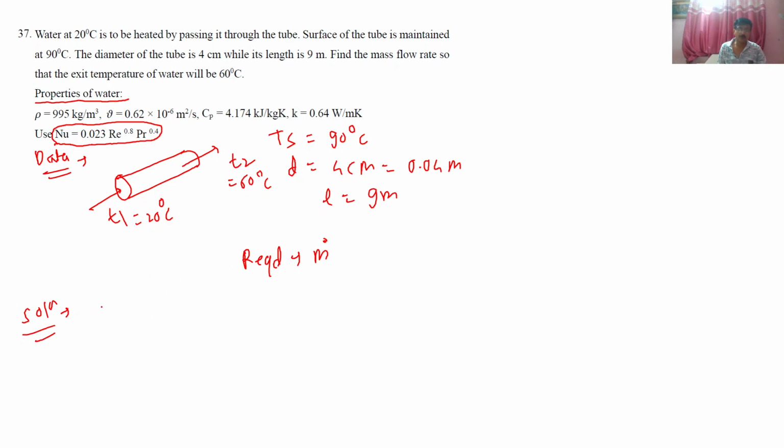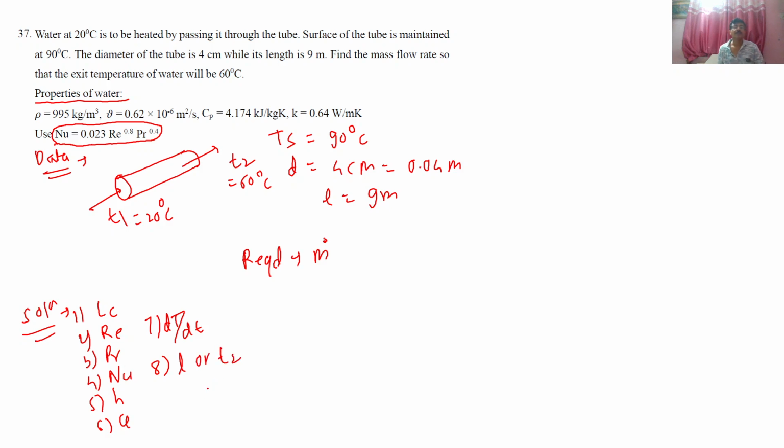So what is the process? First is Lc, second is Re, third is Pr, fourth is Nusselt number, fifth is h, sixth is Q, seventh is dT by dx, and eighth is L or T2. In this problem, dT by dx is not asked, length is given, and exit temperature T2 is also given. So I think we need to go up to only step number 6 to solve the problem. So let's go one by one. I will go to the solution.